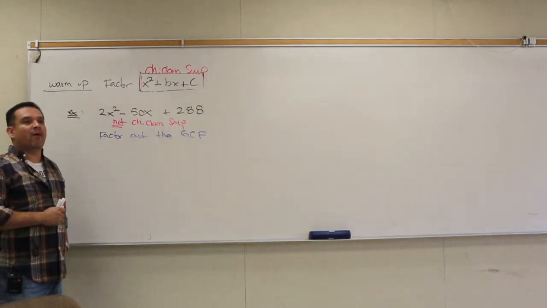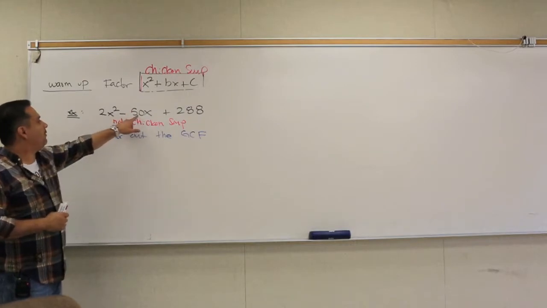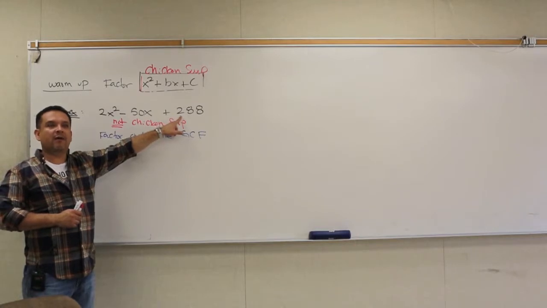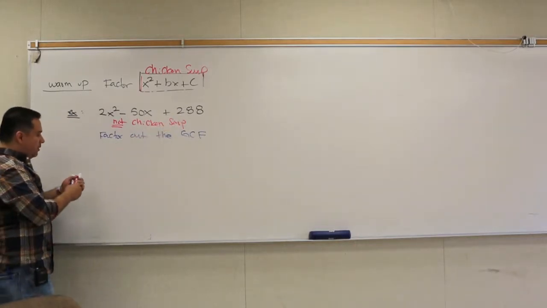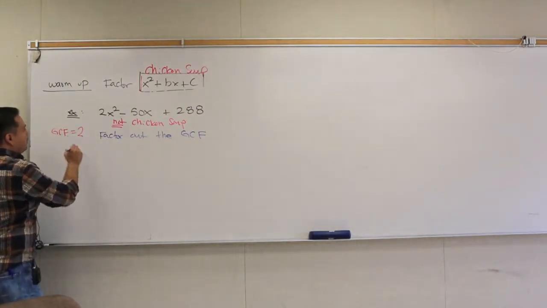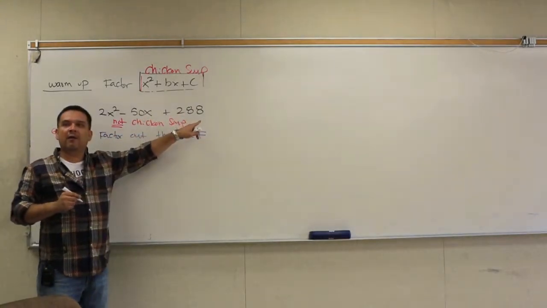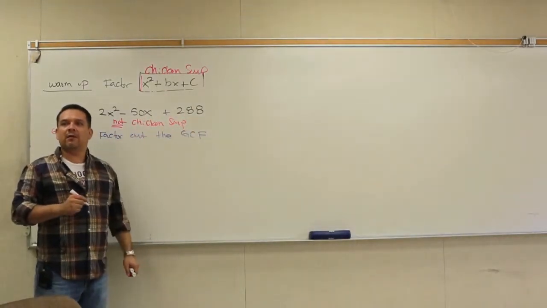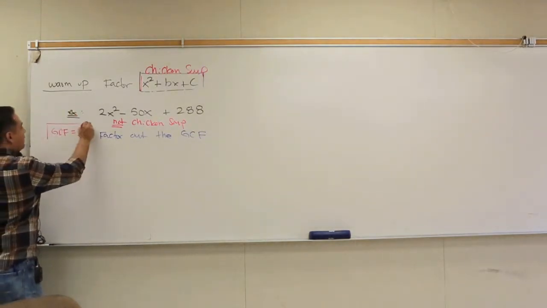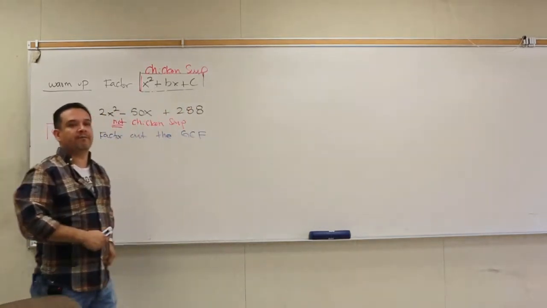First of all, what was your process of finding the greatest common factor? You want the greatest common factor of 2, 50, and 288, meaning the numbers first. What's the greatest common factor for the numbers? 2. Okay, good. What about the letters? I've got x squared, I've got x, and what's the story? There's no x. It's not even common. So my greatest common factor is really just 2. You see what I'm saying?